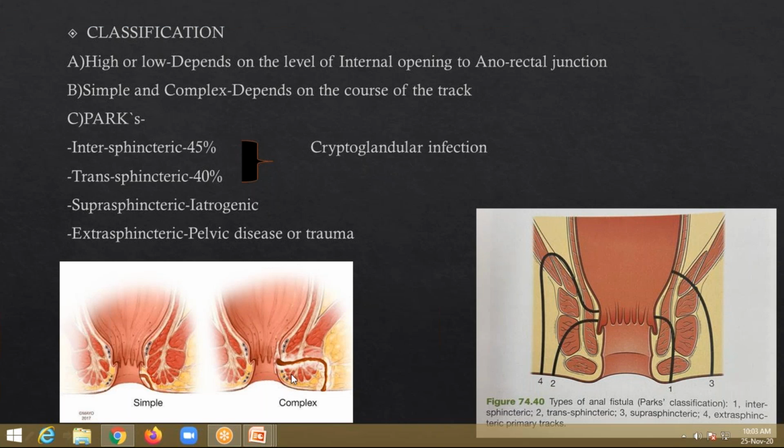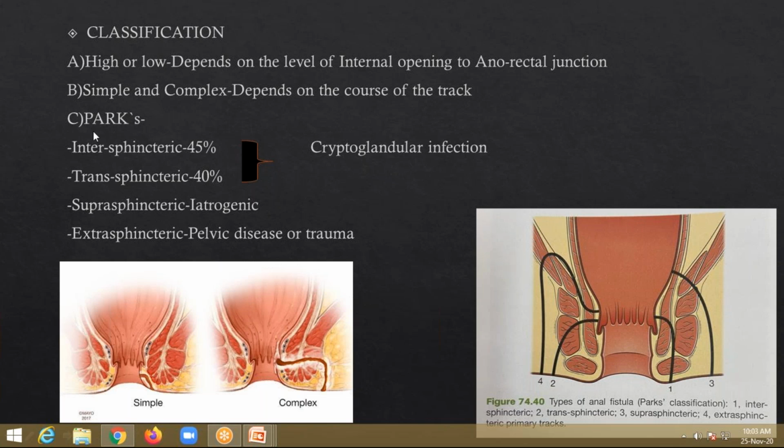Whenever a question comes, if there are diagrams in it, you give a diagrammatic representation and a small explanation. That will be very appealing to the examiner, and you will fetch good marks. Okay. Next is the Parks classification.